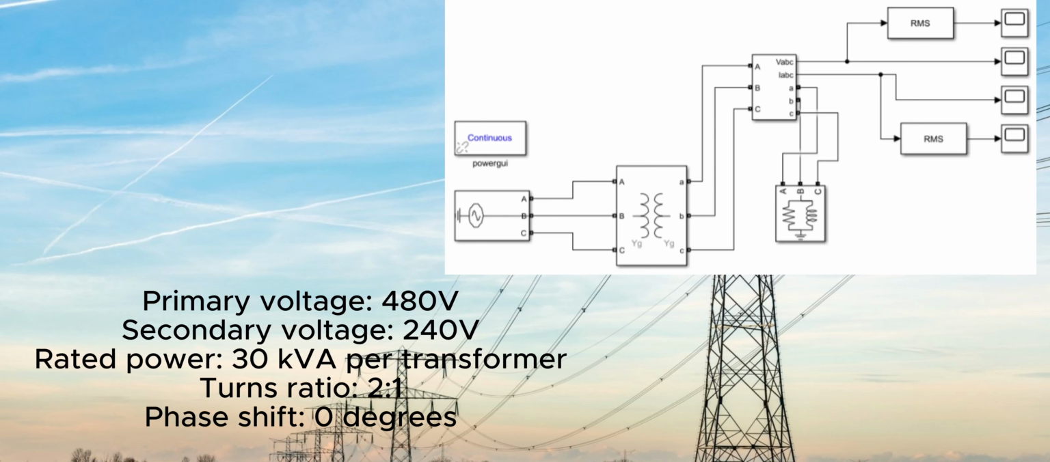In our seventh laboratory activity, we learned how to model and analyze a three-phase transformer bank using MATLAB Simulink. We first created a new Simulink model and added a three-phase voltage source with an amplitude of 480 volts and a frequency of 60 Hz. Next, we added a three-phase transformer with a 2 to 1 turns ratio, 0 degree phase shift, and a rated power of 30 kVA. Finally, we connected a three-phase load with a power factor of 0.8 lagging to complete the system.